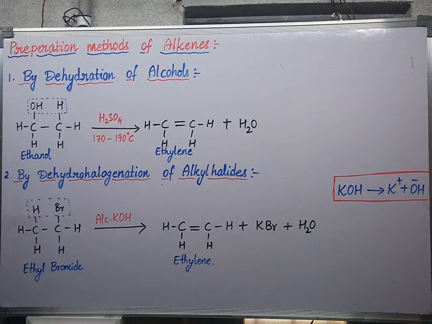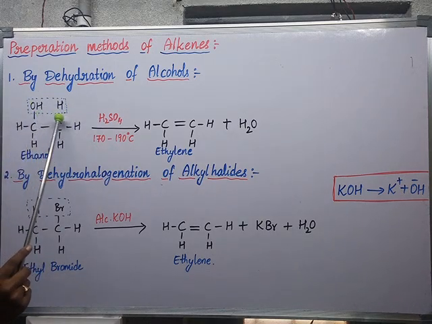So firstly I am taking alcohol. Any alcohol undergoes dehydration, that means removal of a water molecule, to produce an alkene. So firstly I am taking ethanol. Ethanol I am reacting with sulfuric acid, which is acting as a dehydrating agent. This reaction requires 170 to 190 degrees Celsius temperature. So whenever I am adding both, there is a removal of a water molecule from this.